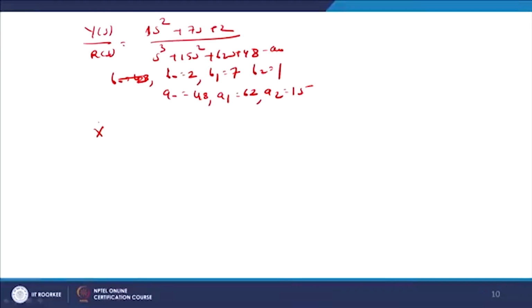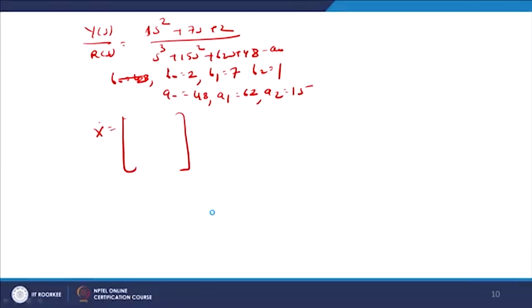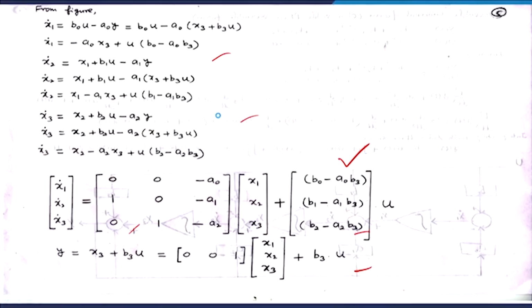Now, we have to write this into an observable canonical form. So, what is the form here? How do we write x dot? So, x dot equals [0 0 -a0; 1 0 -a1; 0 1 -a2]. So, we write [0 0 -48; 1 0 -62; 0 1 -15] x plus. So, what is the b? The b is this one: b0 minus a0 b3, b1 minus a1 b3, b2 minus a2 b3.